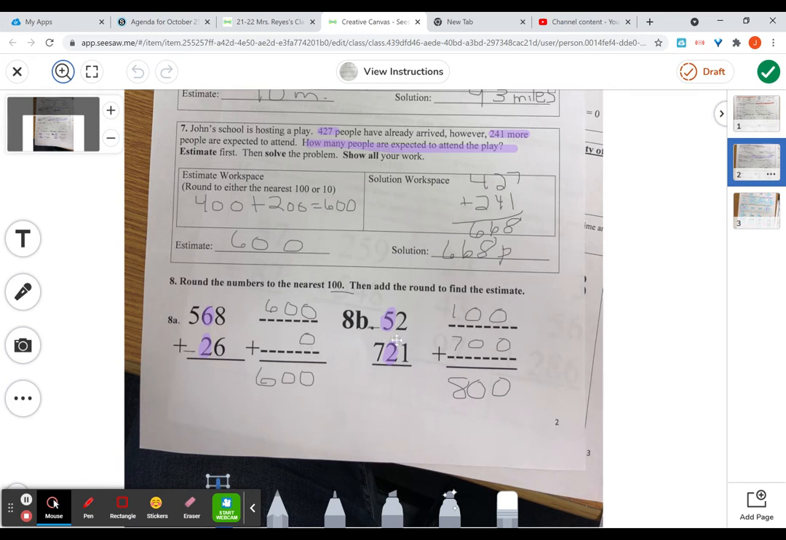For B, 52, same thing. Since there's no 100, the 5 is going to tell the hundreds place you're going up by 1. Since there's a 0 there now, it's going to turn into a 1. 721 is going to round down to 700. So 100 plus 700 is 800. If for some reason you said that this was a 50, rounding by tens, that would be acceptable. 50 plus 700 would be 750. So either way is fine.